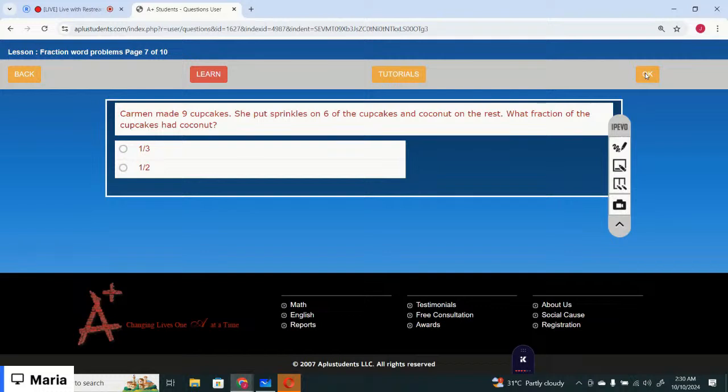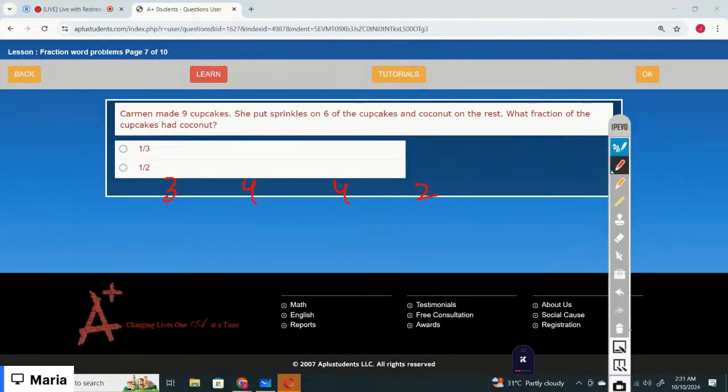That is 6 out of 9, right? Because the total cupcakes are 9, 6 of them had coconut, so that is 6 out of 9. And then you can write them in the simplified form. So how do you write them in simplified form? You need to divide them by the common factor, that is 3. So 3 times 2 is 6 and 3 times 3 is 9, that is 2 out of 3. That is the lesson on fractions.